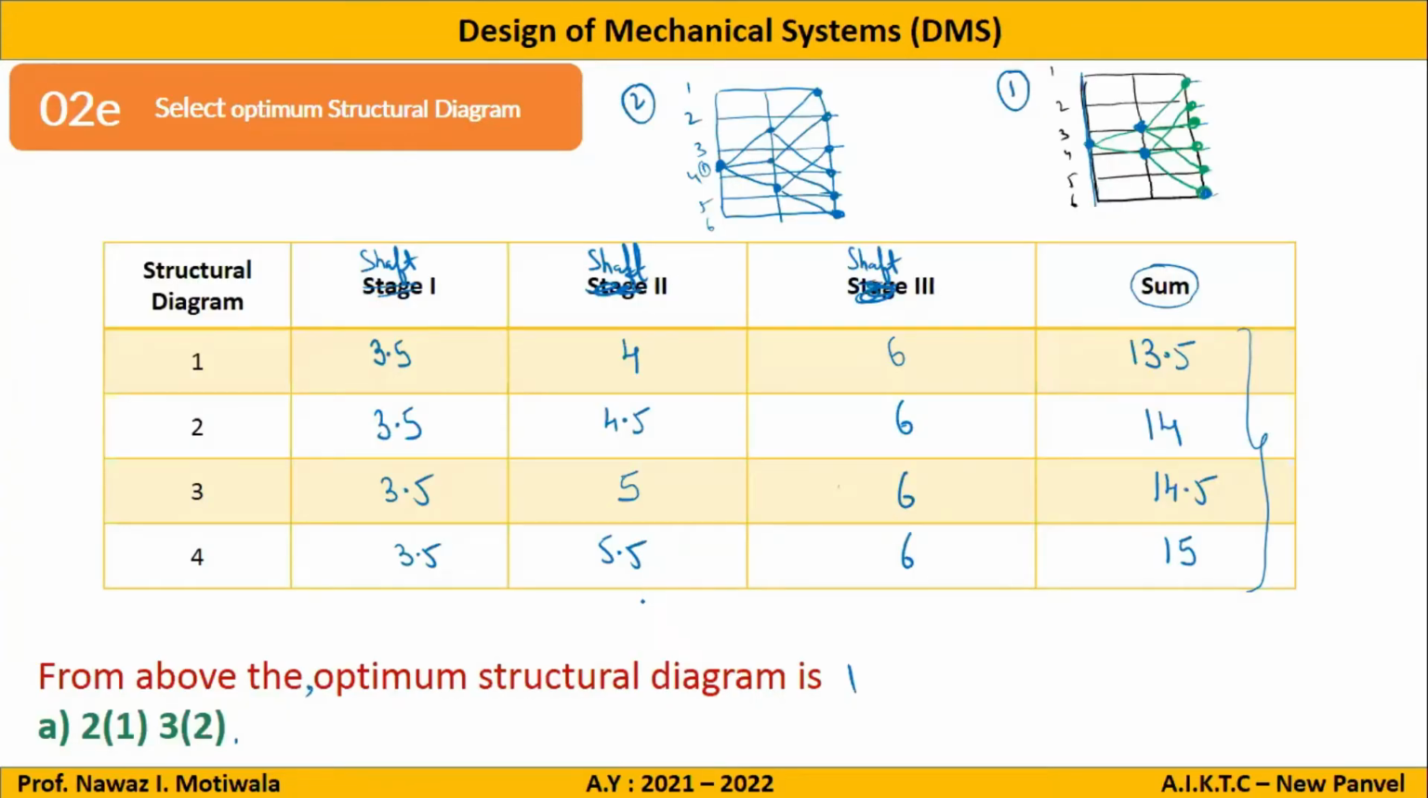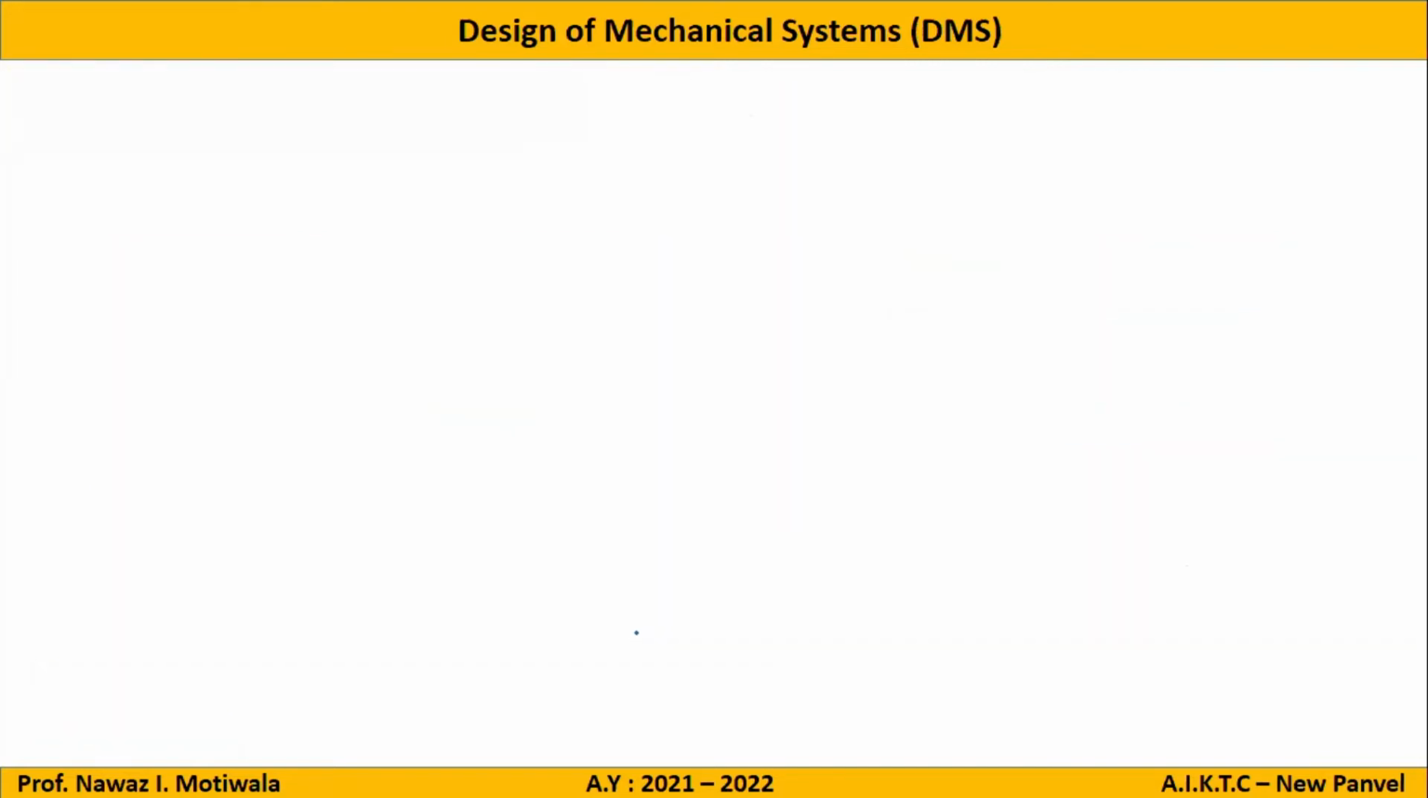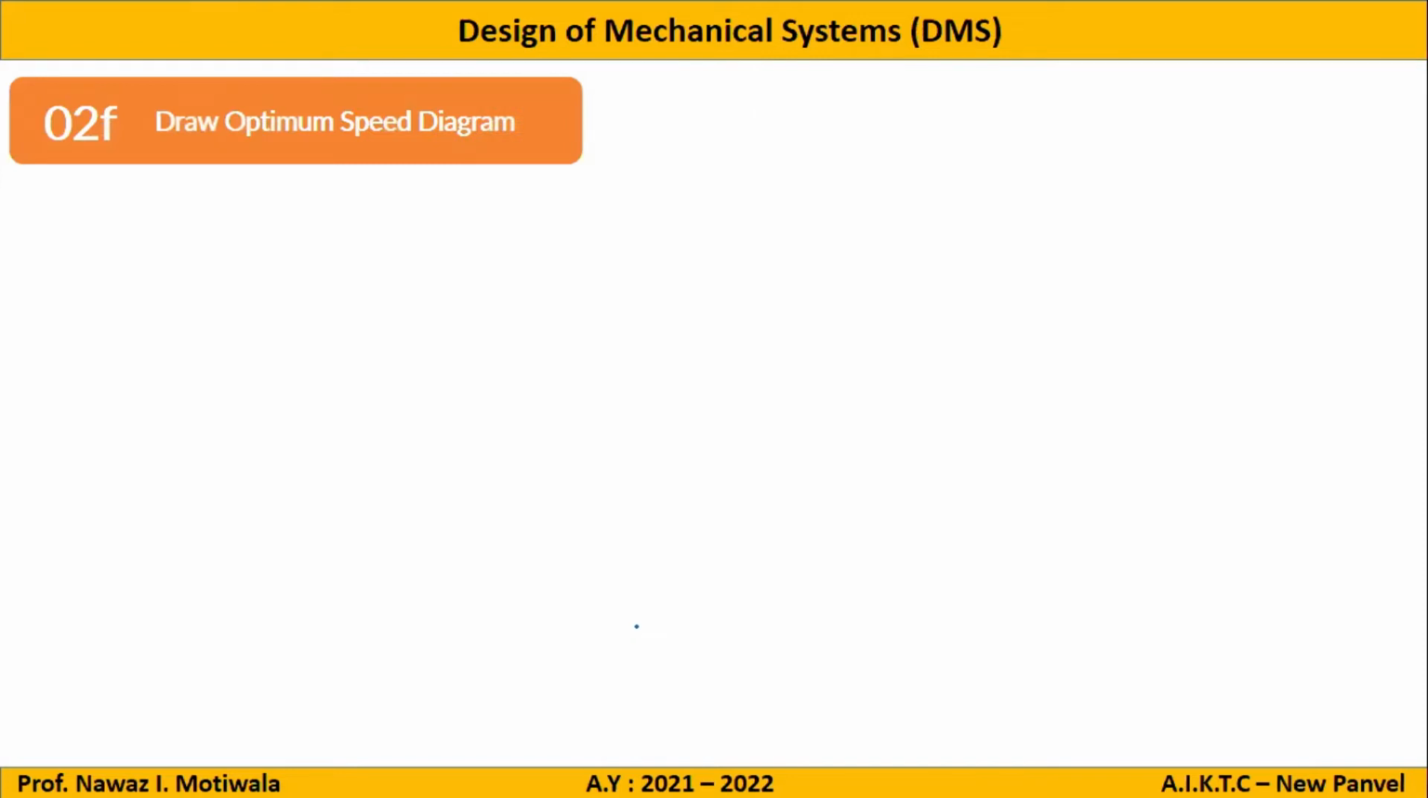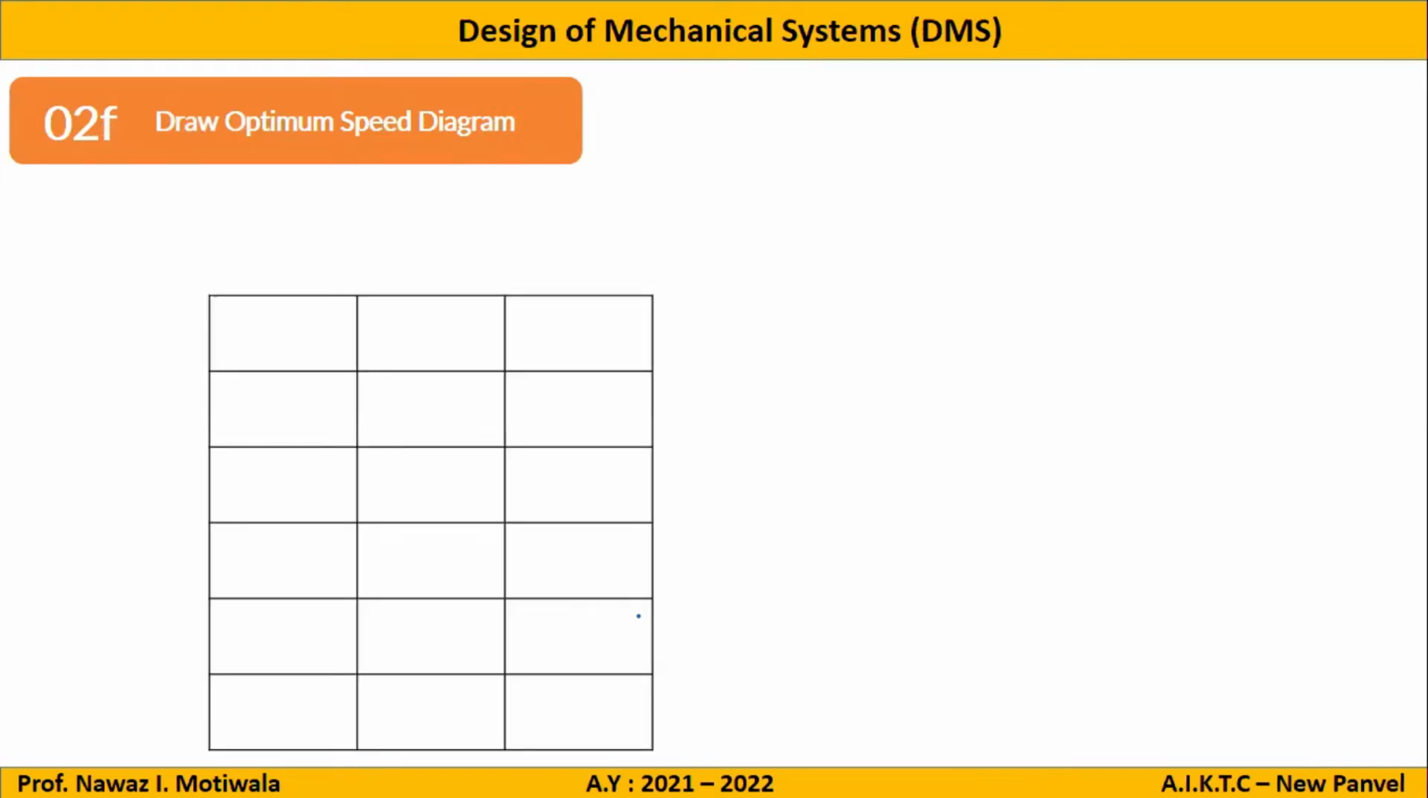Okay, so now let us proceed to step number 3. We are already on the 50% of the design. So let us go for the next 50%, and that is step number 2. We have to draw the optimum speed diagram.